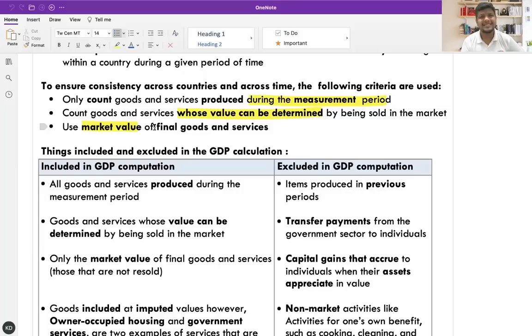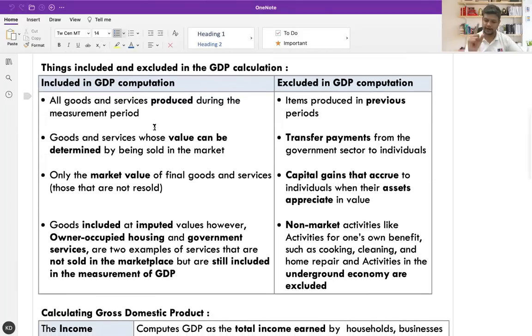Now, apart from this, there are also a few other things that we need to consider, which means what is exactly included and what is not included. So I'll first focus on what should be included. All goods and services, as I said, produced during the measurement period, whose value can be determined, only the market value. These three points we have covered, right? But one more important point that you have to cover is owner-occupied housing and government services.